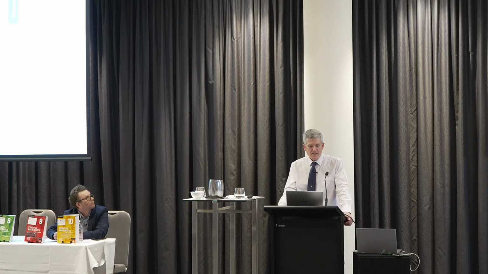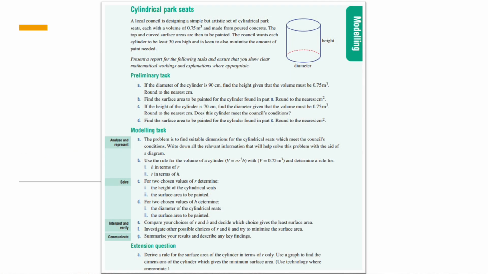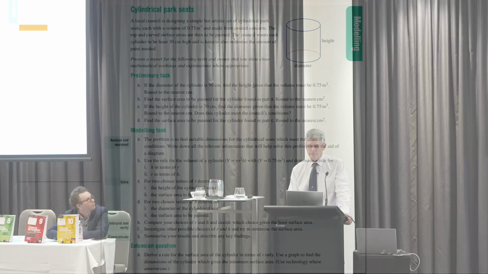You might not be able to read this, but this is another example where students are modelling a cylindrical park seat where there's a fixed amount of concrete and they're looking at this surface area and how much space is going to be painted, and looking at the relationship between the radius and the height and considering how much surface area there is if they change that relationship on the fixed volume.